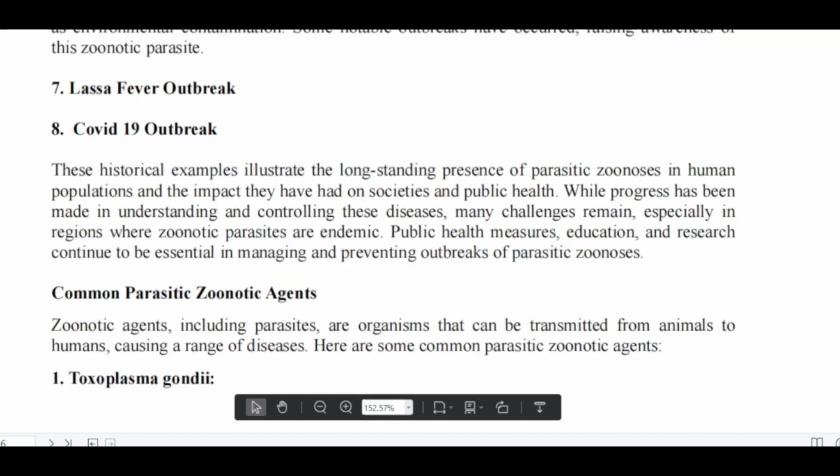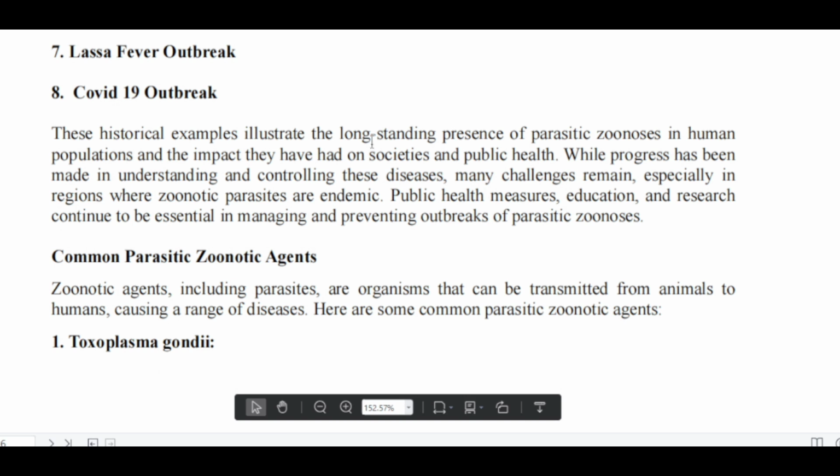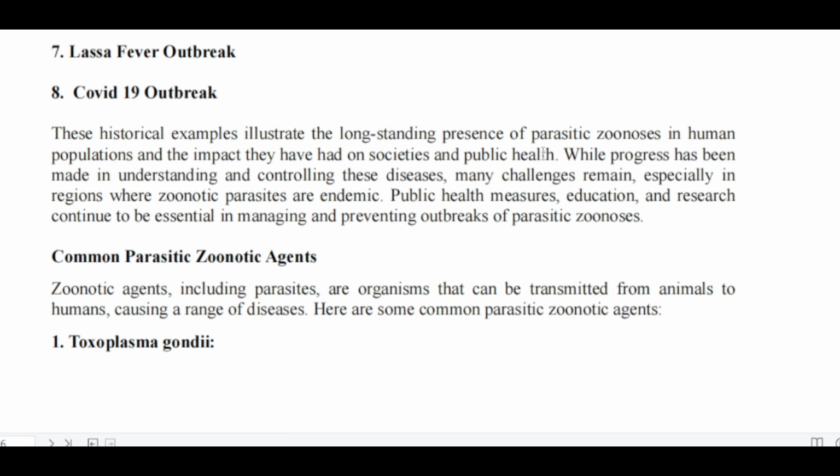I hope you understand. So this historical example illustrates the long-lasting presence of parasitic zoonosis in human populations and the impact they had on societies and public health. While progress has been made in understanding and controlling these diseases, many challenges remain, especially in regions where zoonotic parasites are endemic. Public health measures, education, and research continue to be essential in managing and preventing outbreaks of parasitic zoonosis.